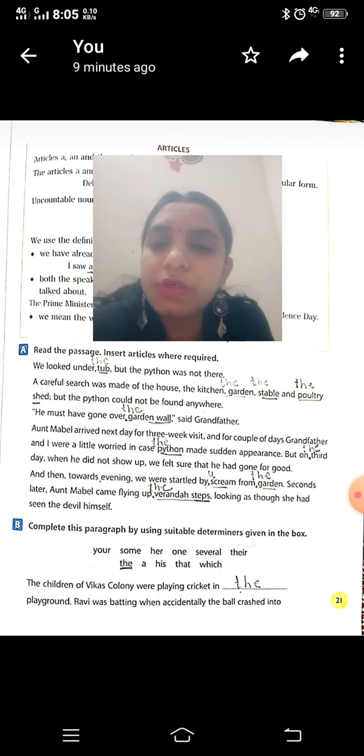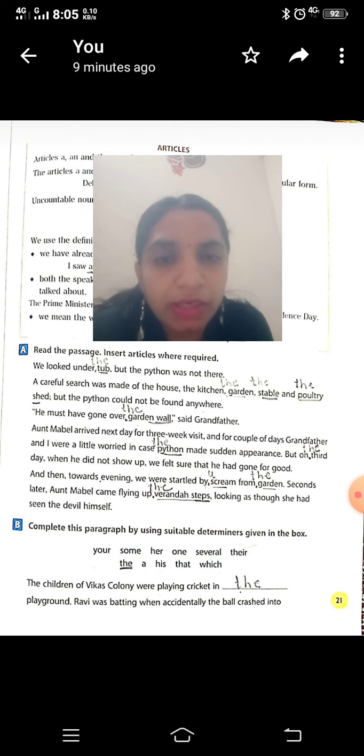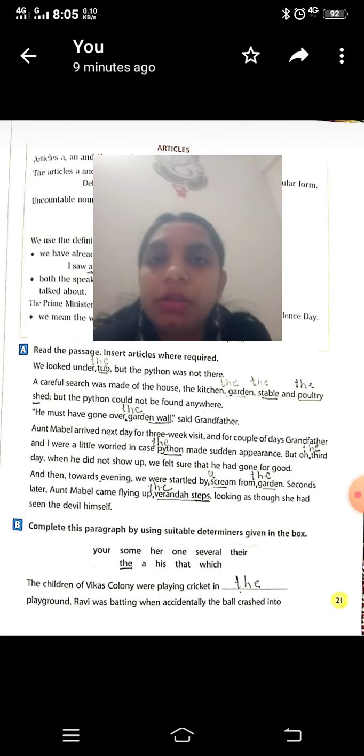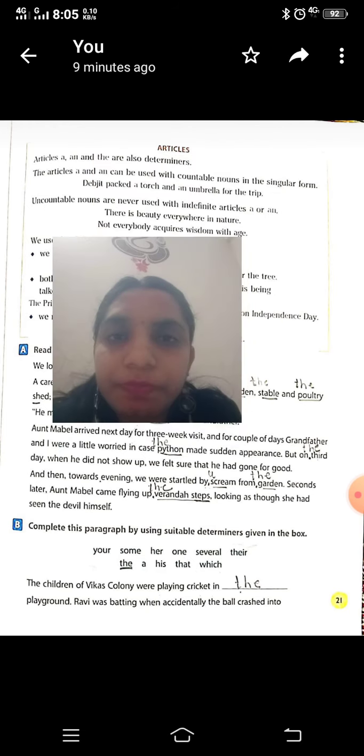He must have gone over the garden wall, said grandfather. Aunt Mabel arrived next day for a three-week visit, and for a couple of days grandfather and I were a little worried in case the python made a sudden appearance.